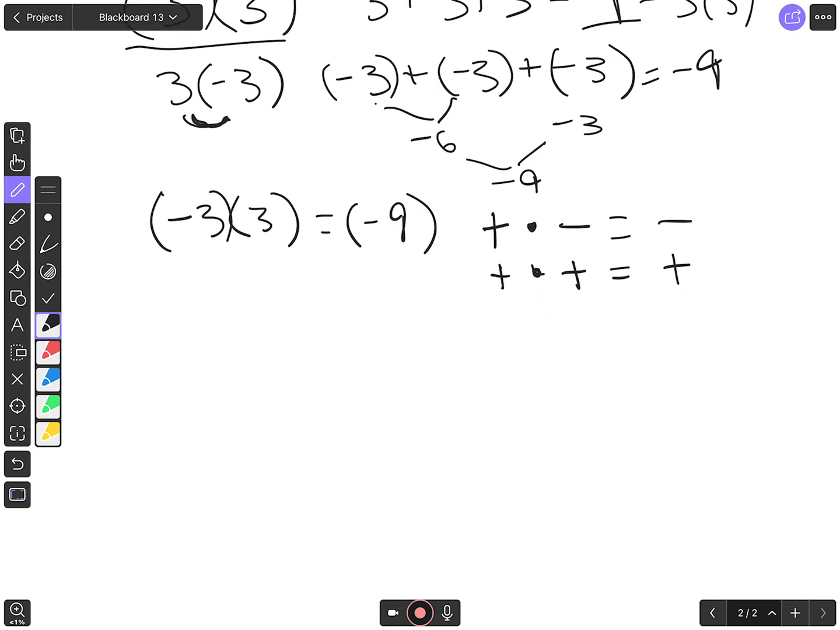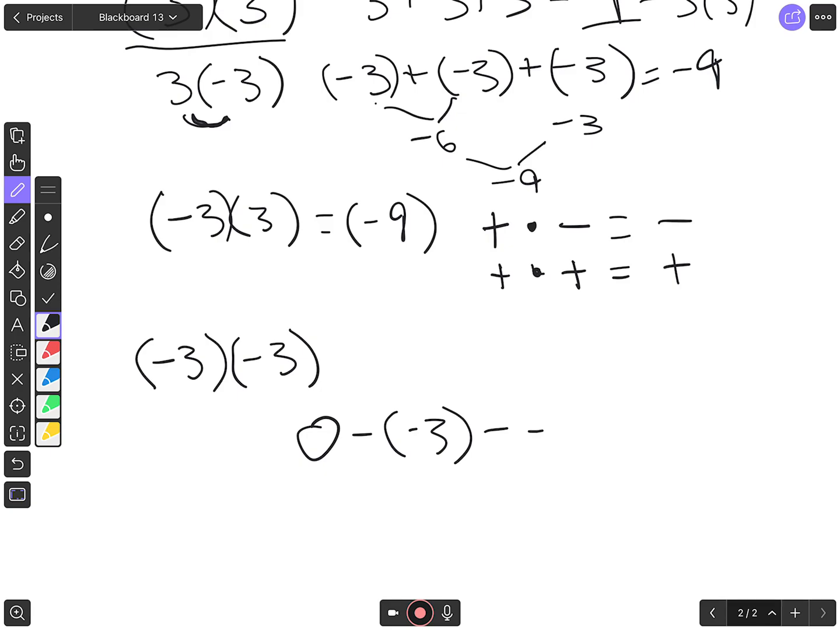All right, last scenario. What if we multiply 2 negatives? Negative 3 times negative 3. Well, how do you add? This doesn't make sense, like the adding part of it. Well, if you think of the first negative 3 as subtraction, okay, think of it as subtracting negative 3, 3 times. So it's 0 minus -3 minus -3 minus -3. Okay, so we're going to subtract -3 3 times.